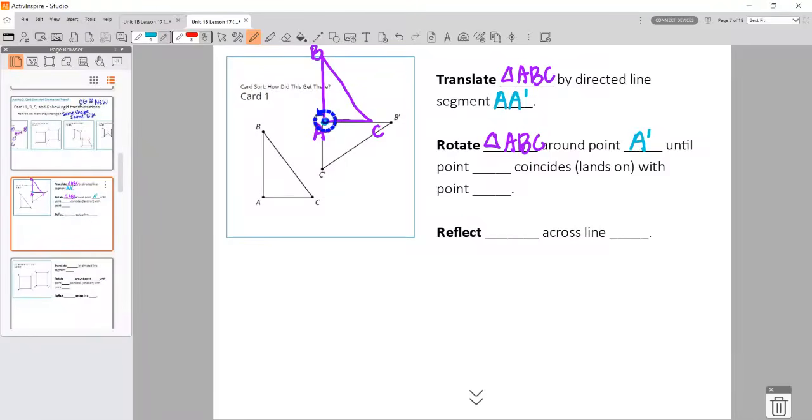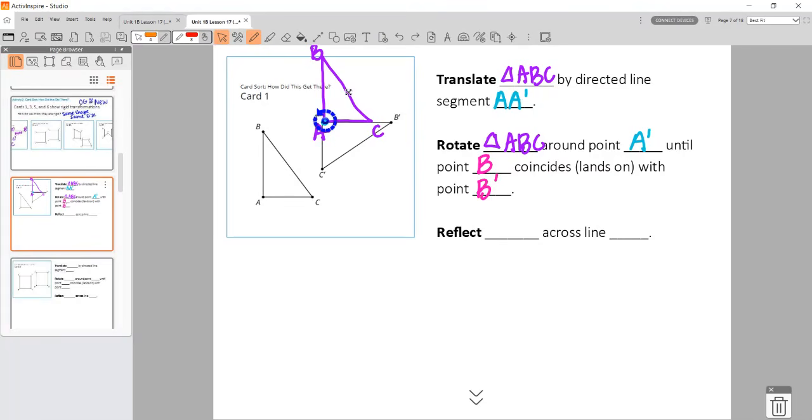And then we're going to rotate it, and now we don't have an amount of degrees on here, and we don't want to actually have to measure every time. So you can just say, I'm going to rotate this shape until this point lands on the other point. And so you just pick 2 points that you want to match up. So I'm going to get B to land on B prime. So I'm just going to rotate ABC until B coincides, which means lands on, B prime, its image.